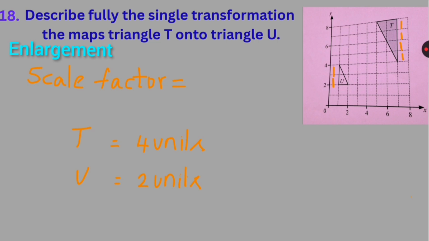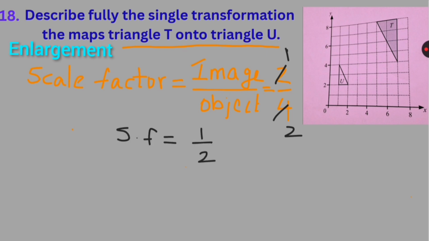Here the question is triangle T onto U. The formula is the length of the image divided by the length of the object. The small triangle is the image of T, isn't it? Here the image is U, so you take U divided by T. What is U? 2 units. And T, the distance is 4 units. After cancelling, you get half. So the scale factor is half, but we need to check whether it is positive or negative.